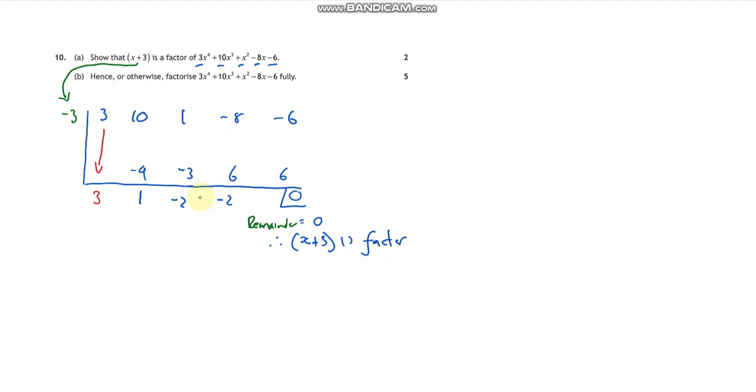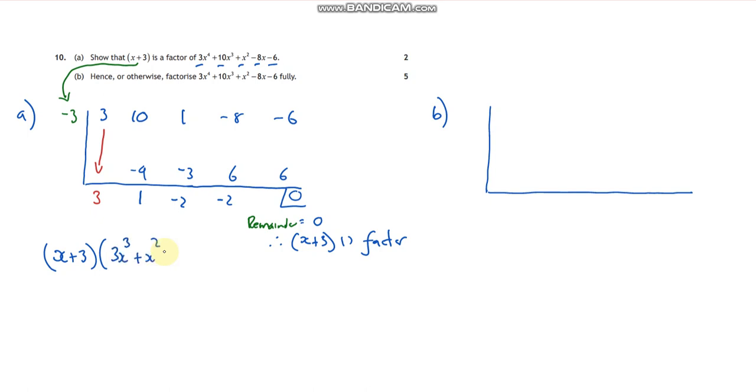And now, hence, I factorise fully. So if I'm factorising fully, I need to keep doing this process. I know I've got this factor in the bag. That's good. But I need to go again. So this effectively comes out as x plus 3, and this is 3x cubed plus x squared, take away 2x, take away 2. That's what this bit symbolises. So I don't need to put that up over here. So 3, 1, -2, and -2, and try again until I get another 0 in there.